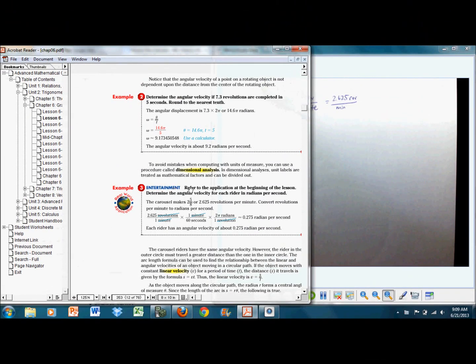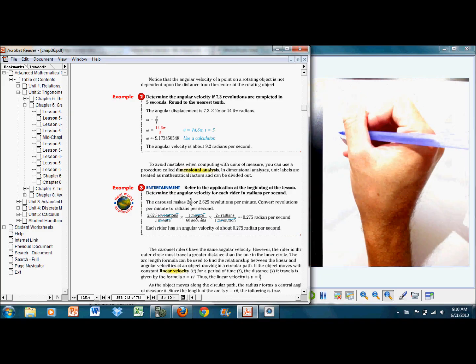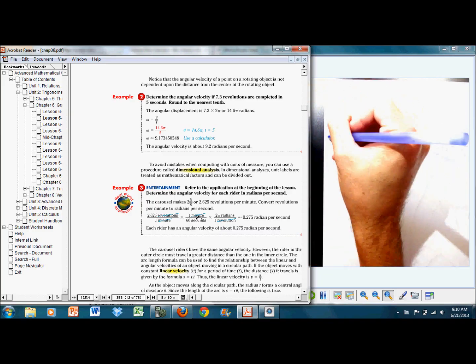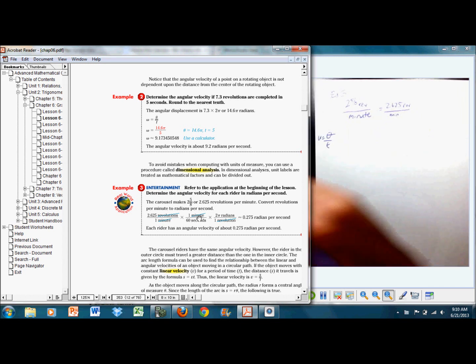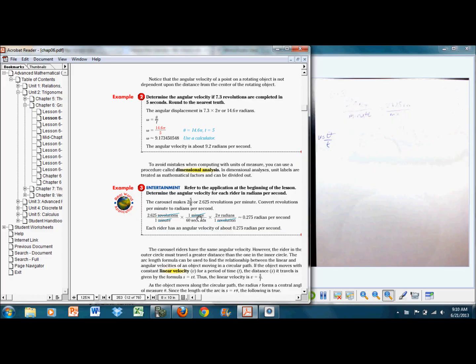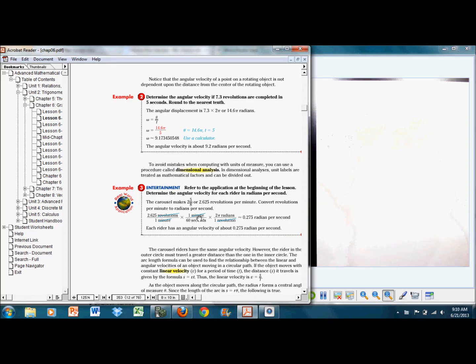Example 3 talks about a carousel, and this carousel is making 2 5/8 revolutions per minute. We're trying to figure out what is the angular velocity, which is theta over t, for this carousel. Let's start off with what we know. We know there's 2 5/8 revolutions in 1 minute, so that's 2.625 revolutions per minute. We want to rewrite this in radians per second. So we're going to have to convert revolutions per minute into radians per second.